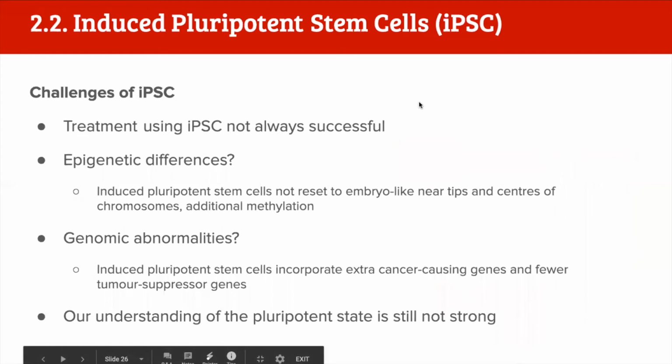As always, there are challenges. The challenges of iPSC treatment: using these kinds of cells is not always successful.